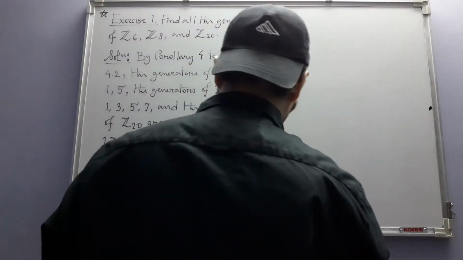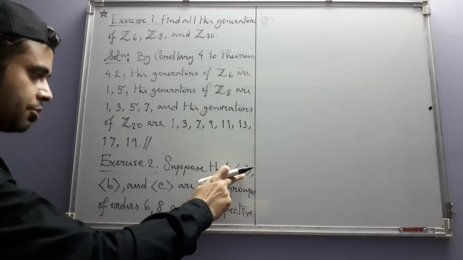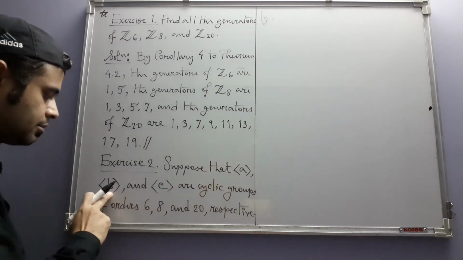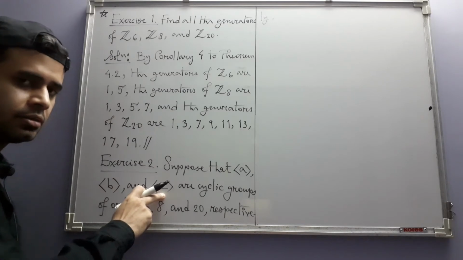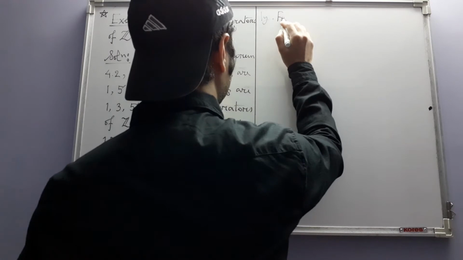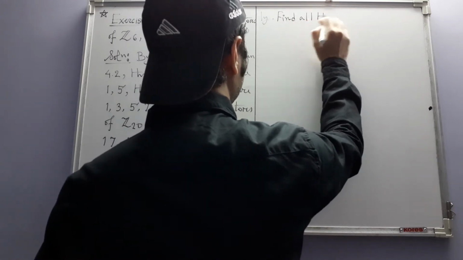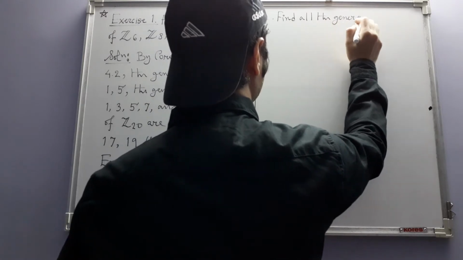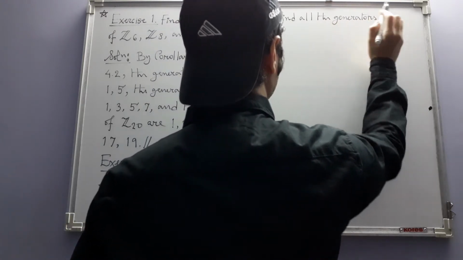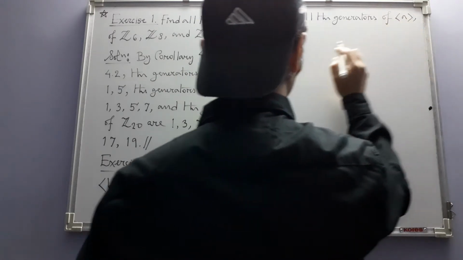Here also we have to find all the generators of these cyclic groups. One generator is of course given in each case. For this one the generator is a, here the generator is b, and here a generator is c. Find all the generators of these cyclic groups.